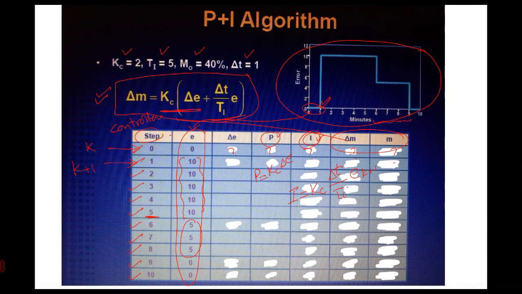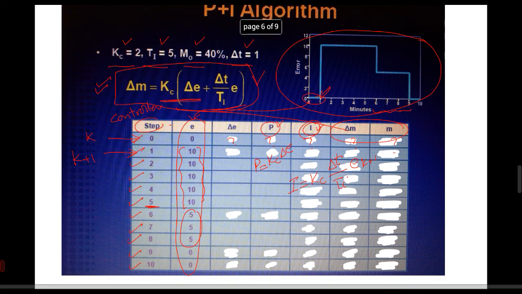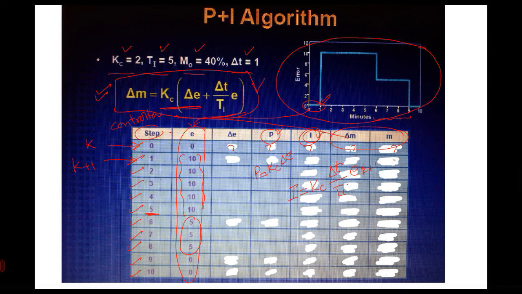So given all the values from Kc to 5 and 40% delta T, and using this equation we should be able to solve for the values of P and I. The value of P is basically Kc delta E, and the value of I is Kc delta T upon Ti times E of k plus 1. Our job is to find all the values of delta E, P, I, delta M, and M of k plus 1.